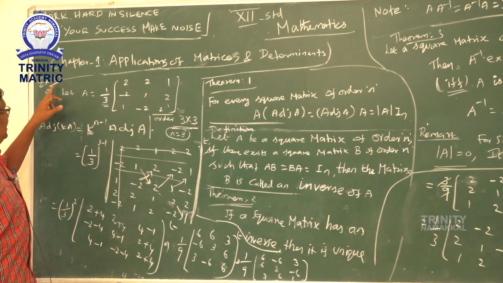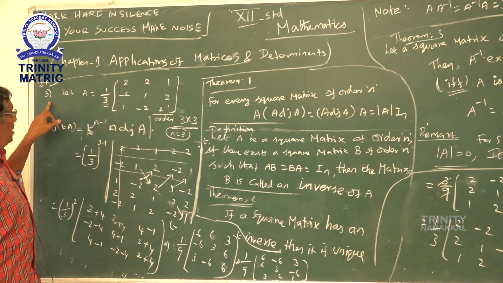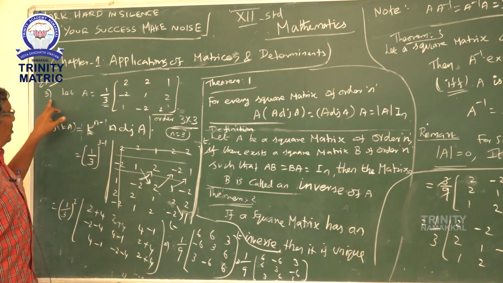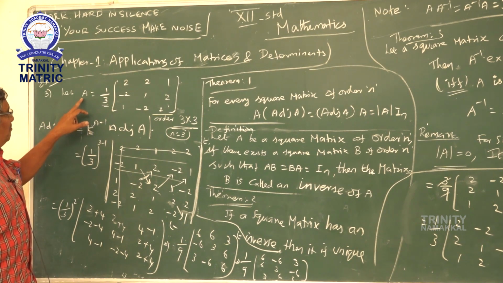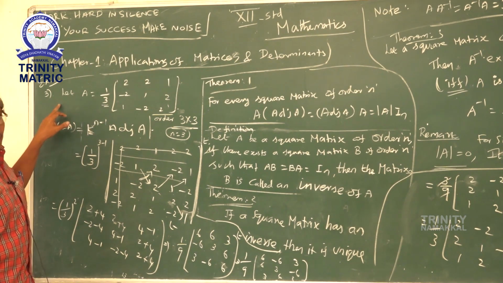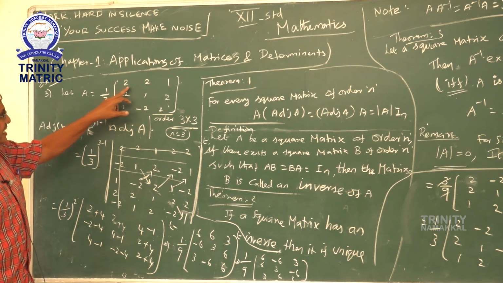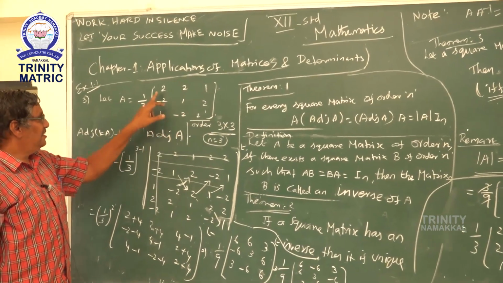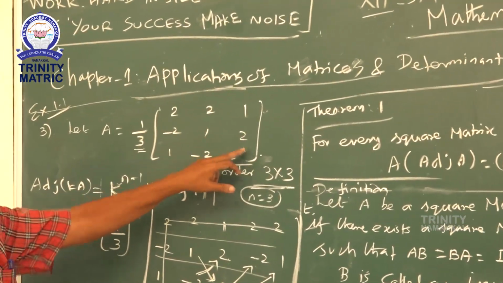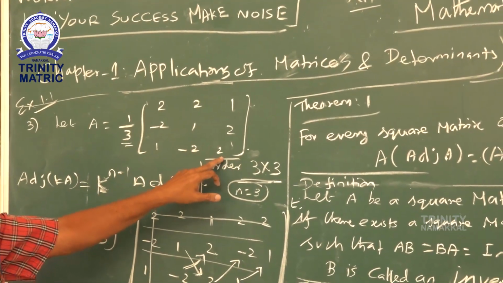Now I am going to exercise 1.1. The third sum is: you have to find the adjoint of the given matrix. I am naming that matrix as A is equal to 1 by 3, that is the given matrix: 2, 2, 1; minus 2, 1, 2; 1, minus 2, 2.